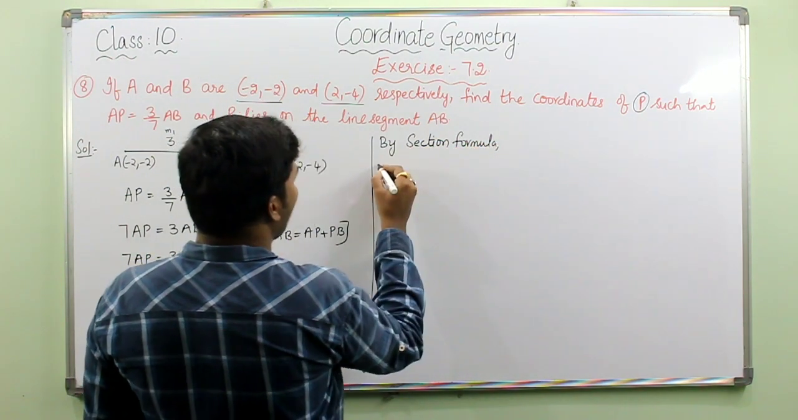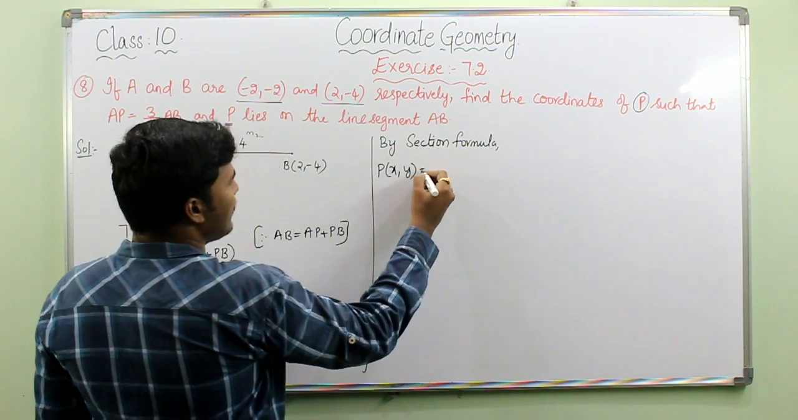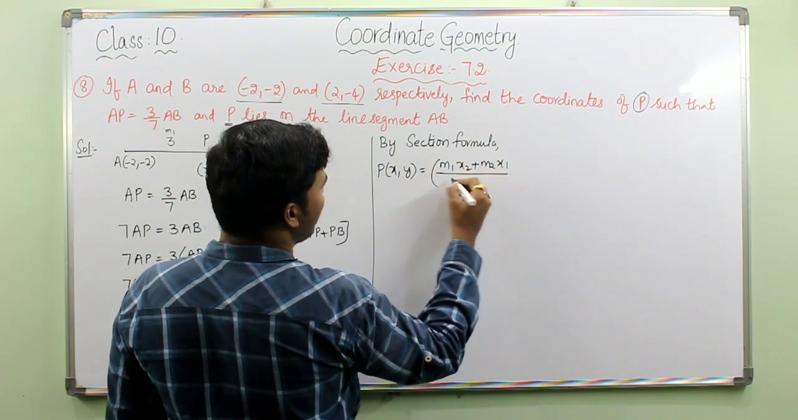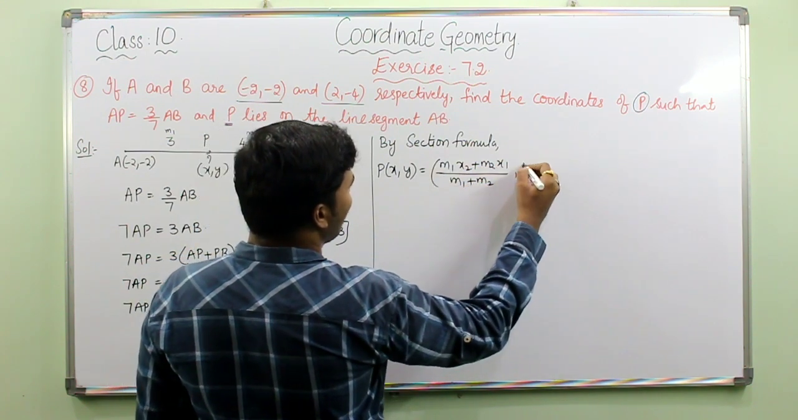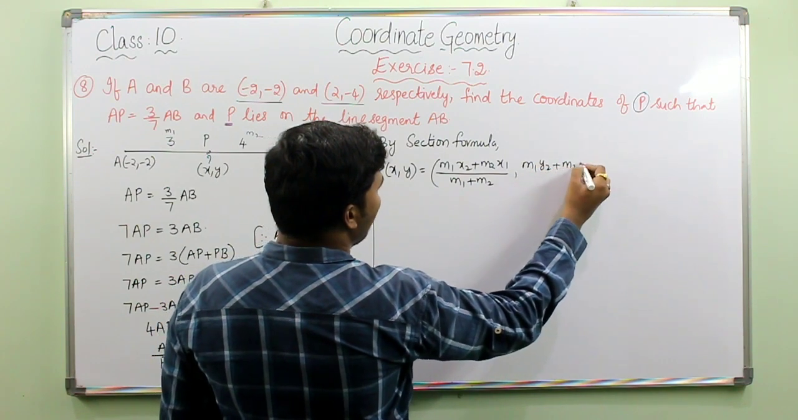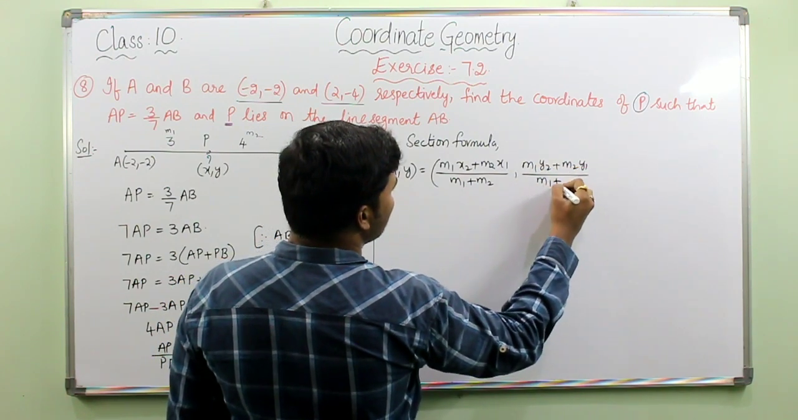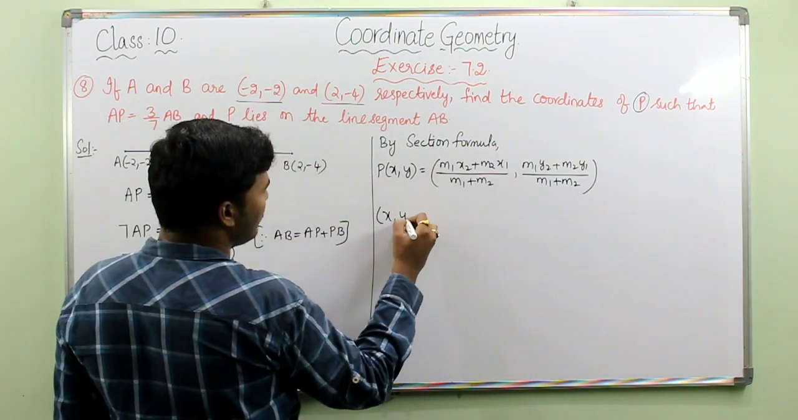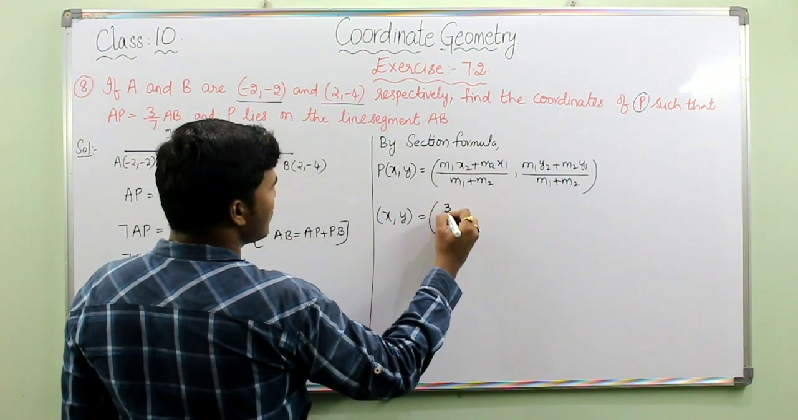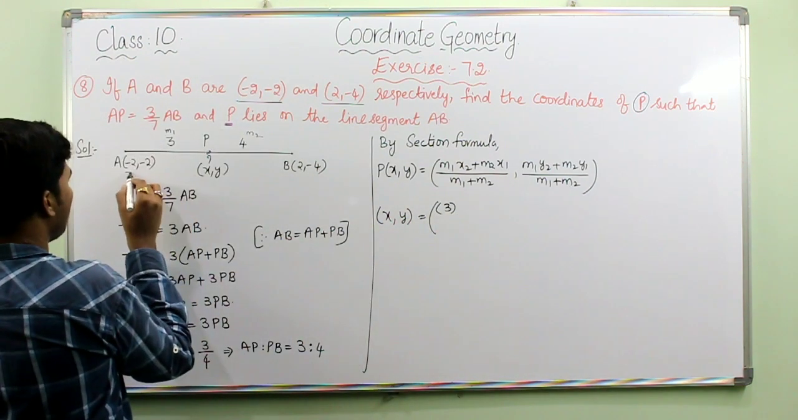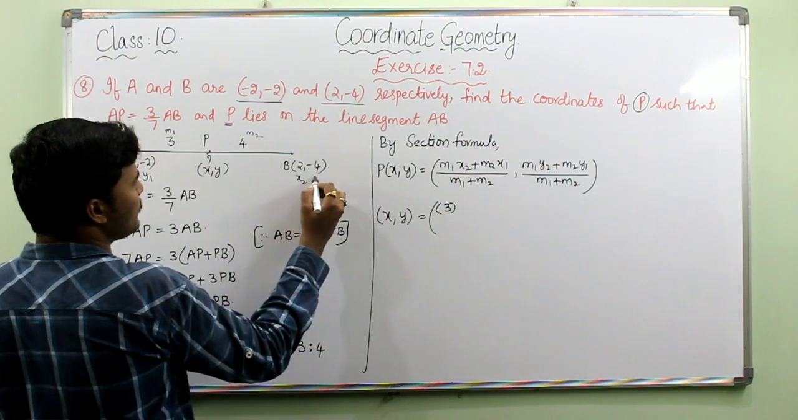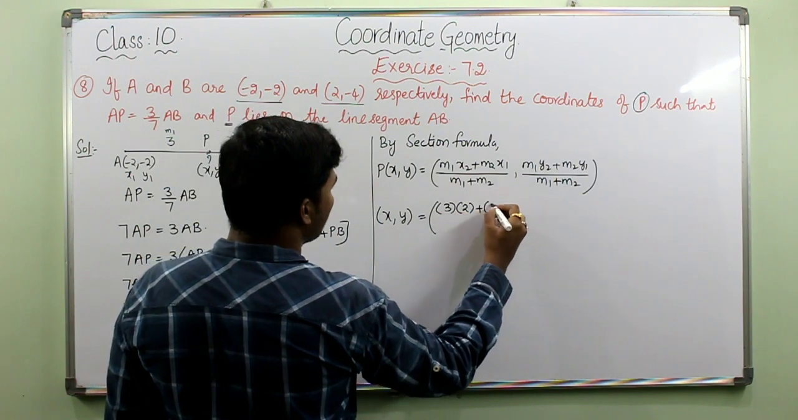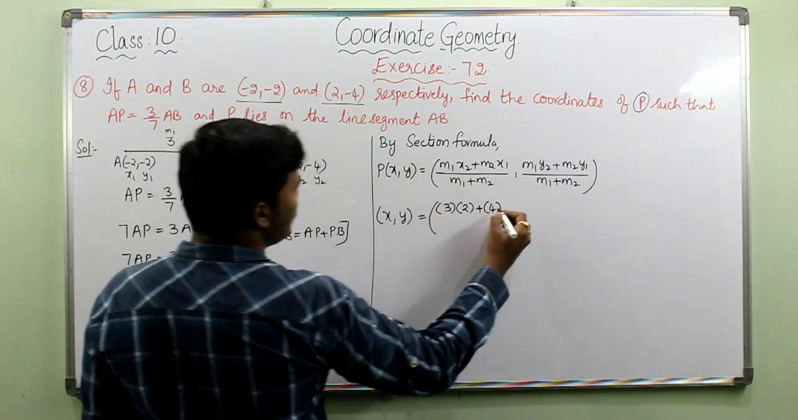what we can write is P of x comma y is equal to (m1 x2 plus m2 x1) by (m1 plus m2), comma (m1 y2 plus m2 y1) by (m1 plus m2). So let us take this point as x comma y only, is equal to m1, which we have as 3. Let us name these as x1 y1 and x2 y2. Our x2 here is 2 and m2 is 4 and x1 is minus 2.